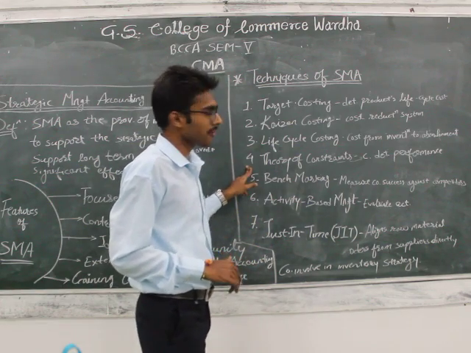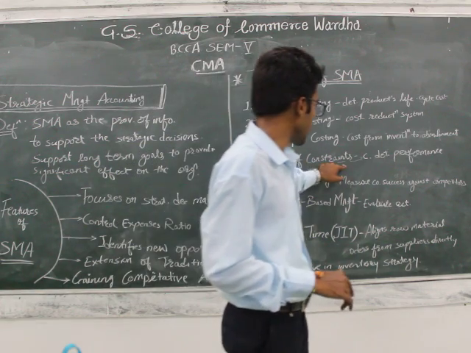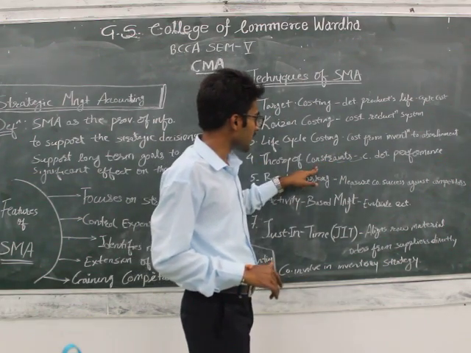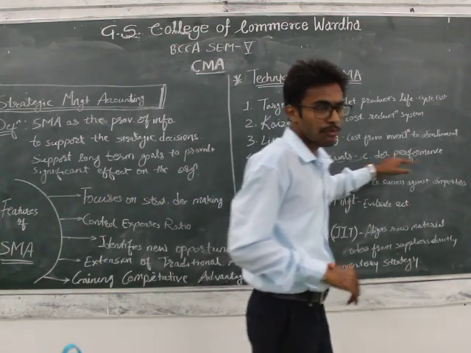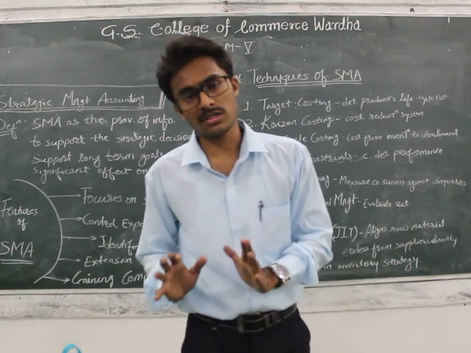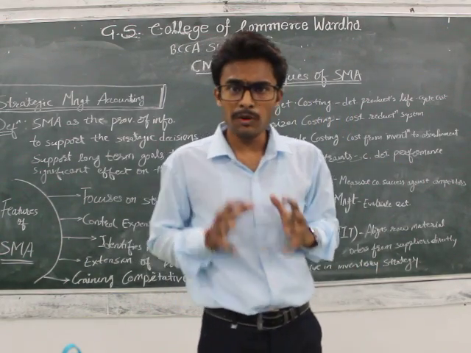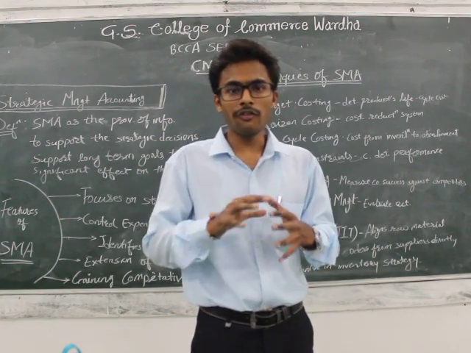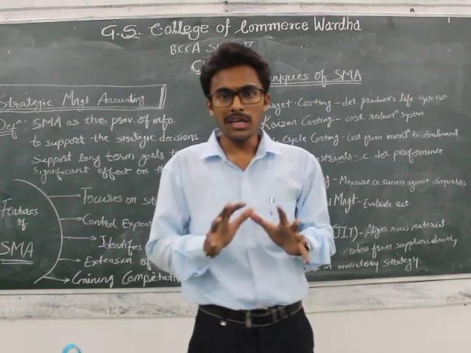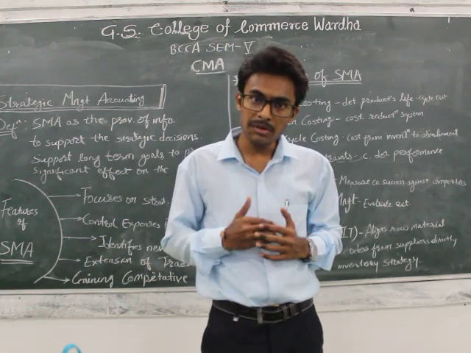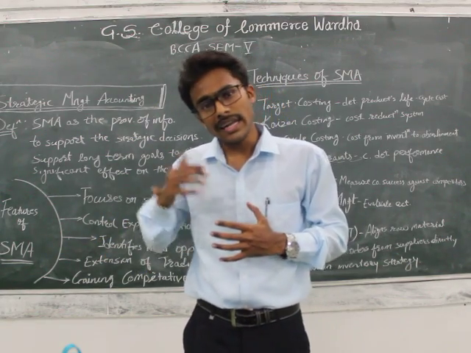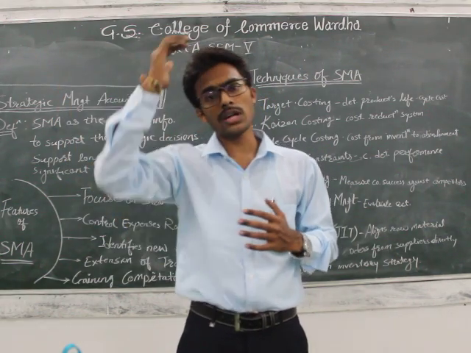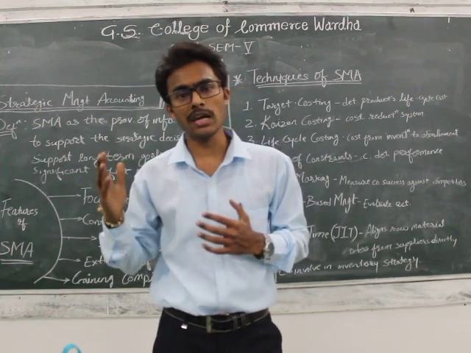The fourth technique of SMA is theory of constraints. Theory of constraints says constraints determine the performance of a particular business. That means business performance is dependent upon the particular constraints of a particular company. If a company has fewer resources, that company will perform less as compared to a company which has more and various types of resources.